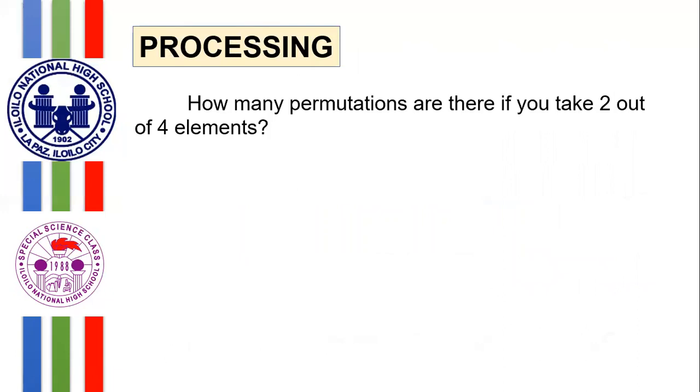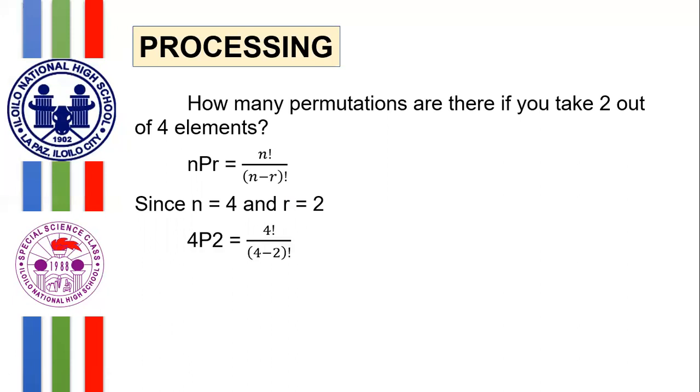If we are talking about permutations wherein order is important, how many permutations are there if you take 2 out of 4 elements? So using our permutation formula, since n is equal to 4, since we have 4 symptoms earlier based on the ad, and we will be taking 2 at a time, so our R is 2. Then by using the formula, we have 4P2 equals 4 factorial all over 4 minus 2 quantity factorial.